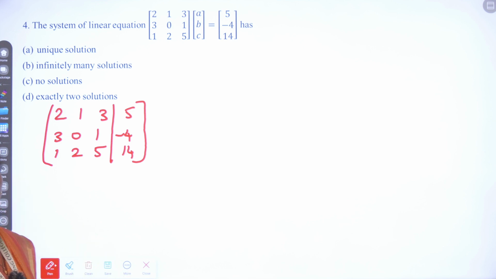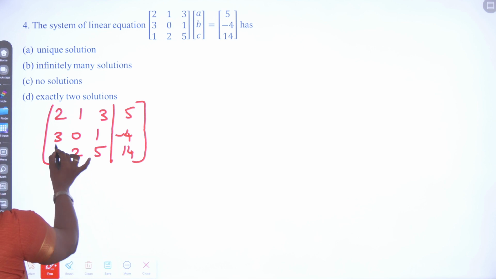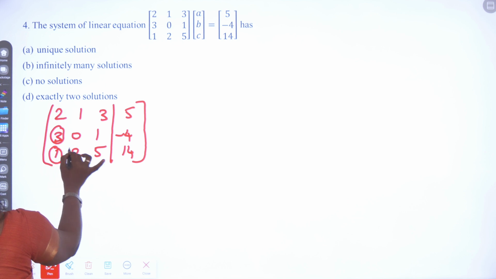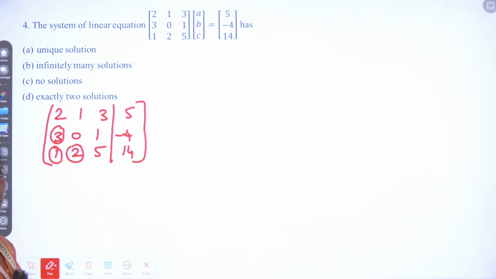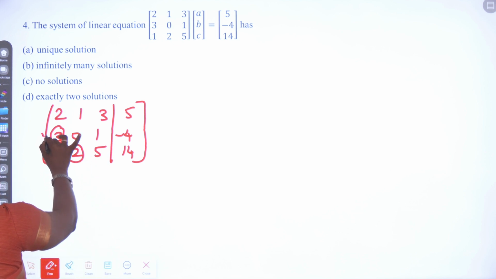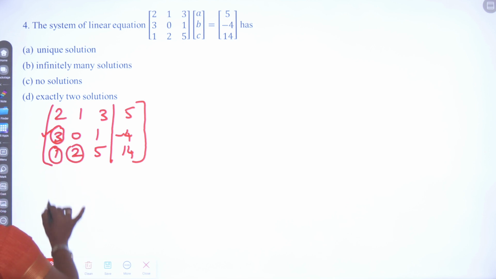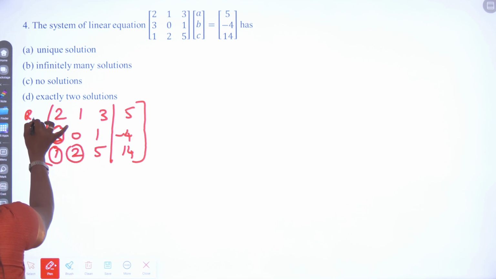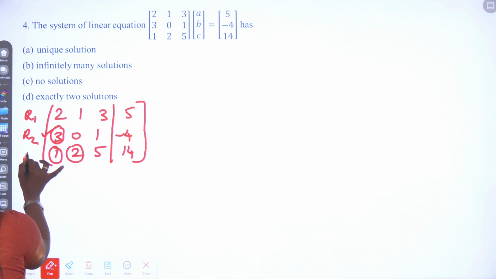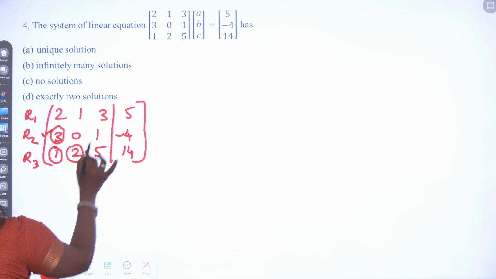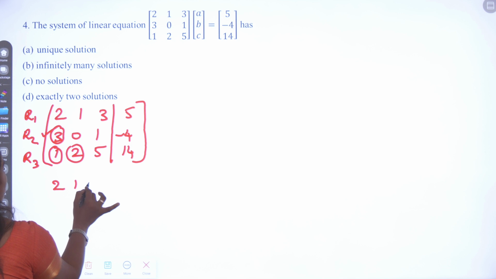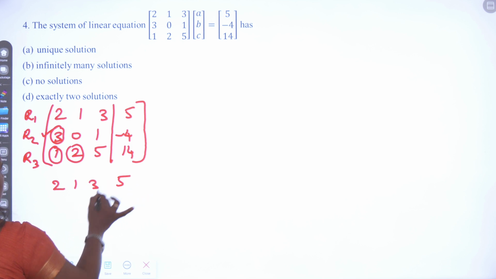Now to convert this into row echelon form, again we have to convert this and this element to 0. In that, first we are going to convert this element to 0. So first row elements as it is, R1, R2, R3. First row elements as it is: 2, 1, 3, 5.